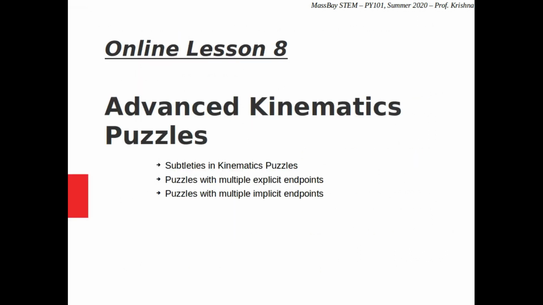In this video, we looked into more challenging kinematics puzzles. In the next video, we will apply the rules of kinematics in 2 dimensions.